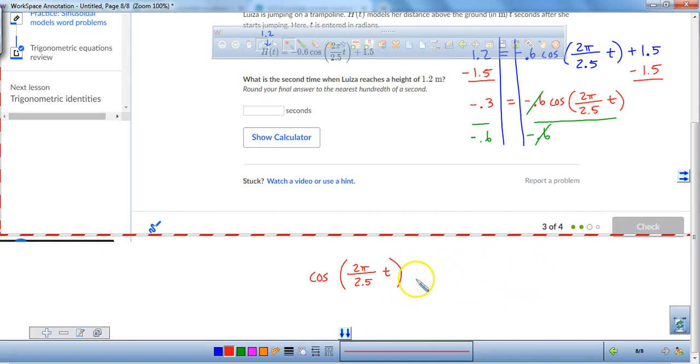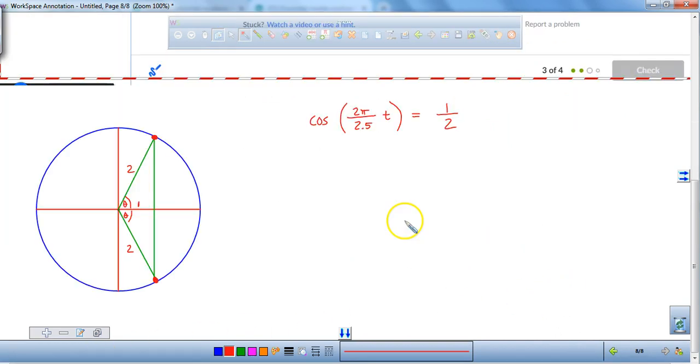Right here, and we have it equal to 1/2. So when you guys are thinking of this fraction of 1 over 2, we're going to have to be taking the inverse of cosine of both sides, right? So we have the inverse of cosine on this side, and we're going to apply the inverse of cosine on this side. So these cosines will cancel out. We have 2 pi over 2.5 times t equals the inverse of cosine of 1 over 2.